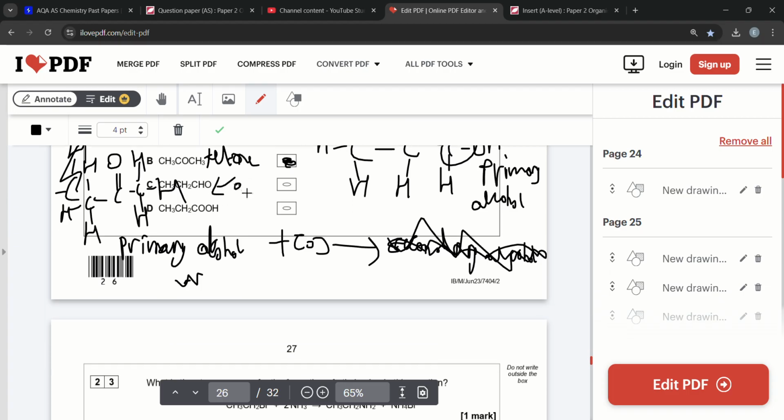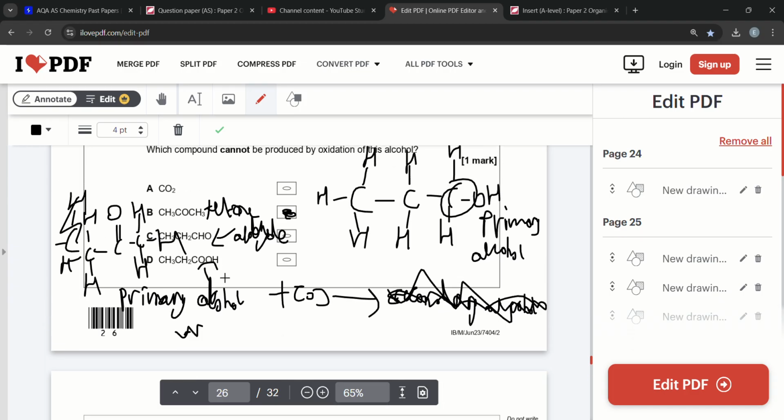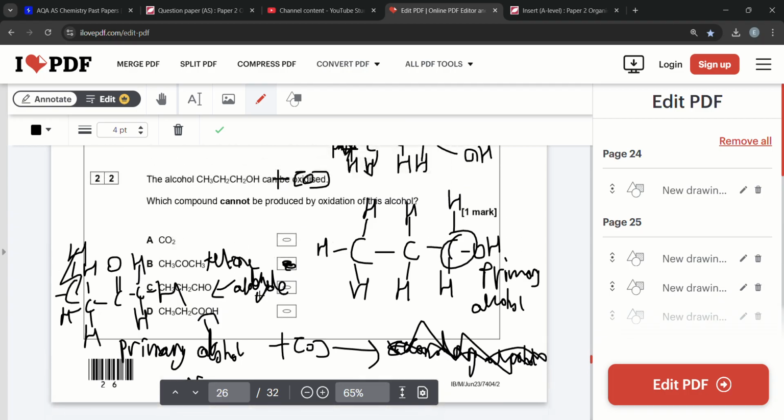Whereas this is an aldehyde, because the carbonyl functional group, C double bond O, is at the end. That's an aldehyde. We can produce aldehyde: primary alcohol plus oxidizing agent forms aldehyde, and carboxylic acid. Yeah, because if the conditions are right, instead of stopping at aldehyde, we form a carboxylic acid as well. However, we don't form a ketone. So the answer is B.